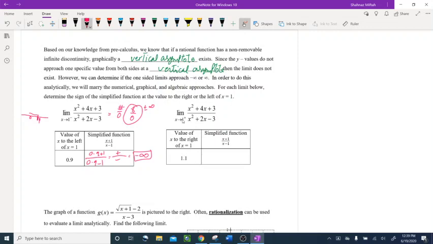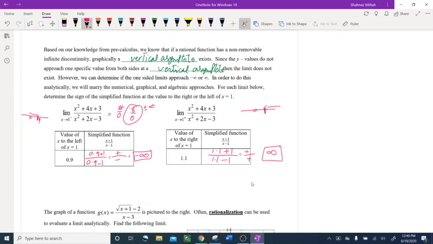Okay, this is 1, that's 0. So if I'm approaching 1 from the right, this is the right side. So arbitrarily close is right there by 1. It's going to be 1.1 or 1.0001, whatever you want to pick. I picked 1.1. So 1.1 plus 1, 1.1 minus 1. This one is going to give me positive, we know that. This one is going to give me positive because 1.1 is bigger than 1. So this one is also going to give me positive. So my answer is positive infinity.